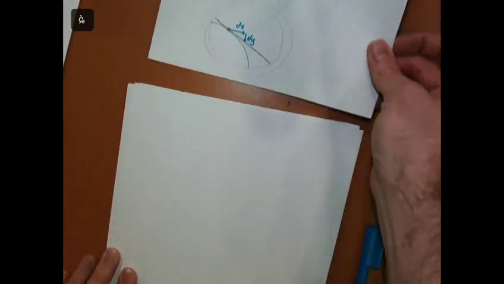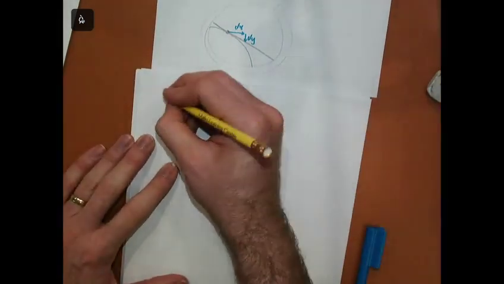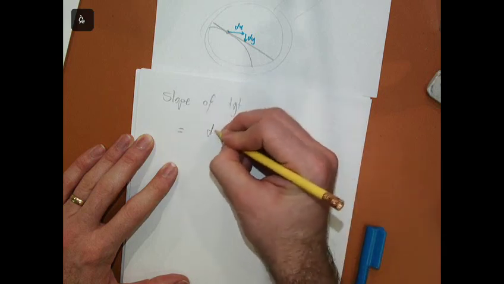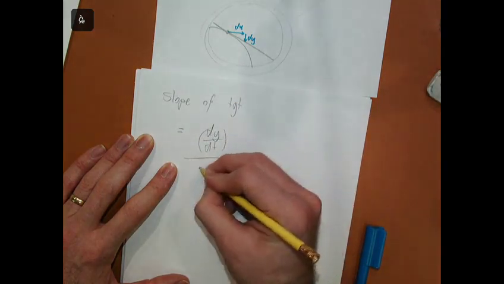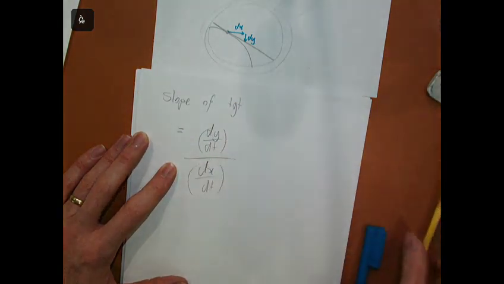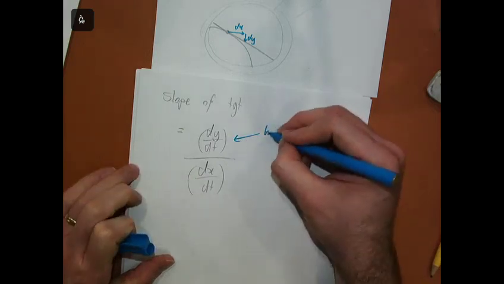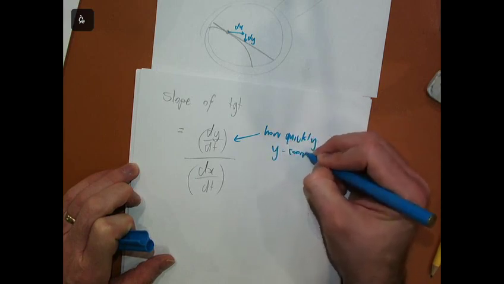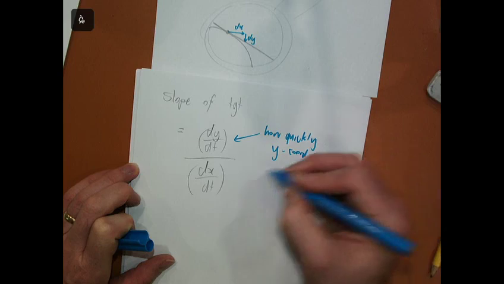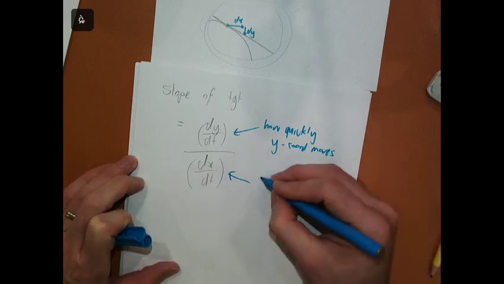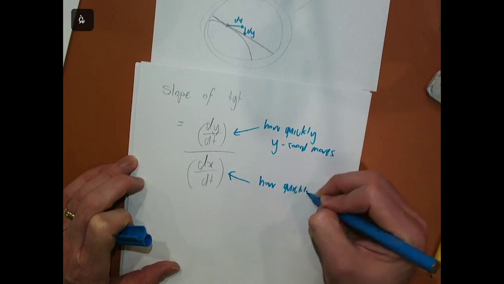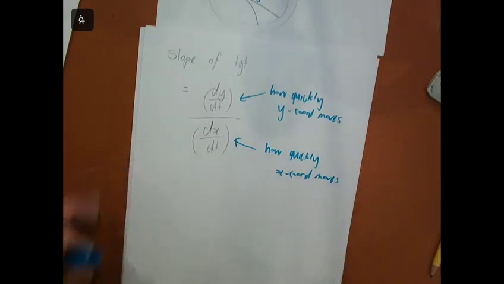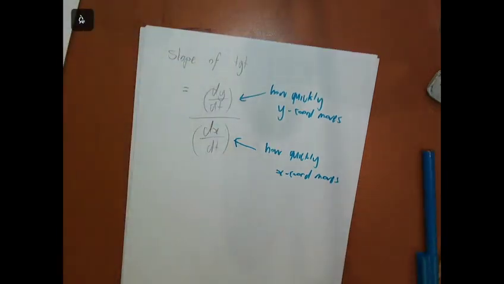So the slope of the tangent is dy on dt divided by dx on dt. This here is how quickly the y-coordinate moves, and this is how quickly the x-coordinate changes or moves. And that's how I think about it.